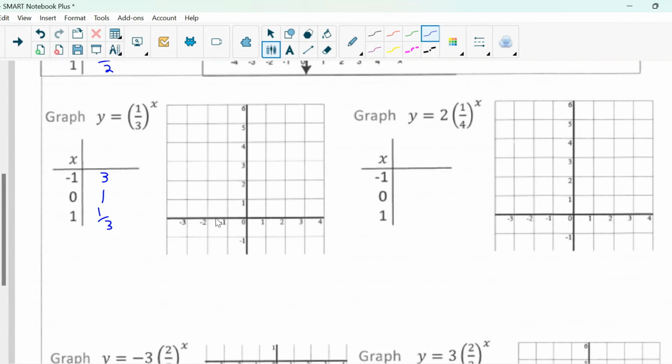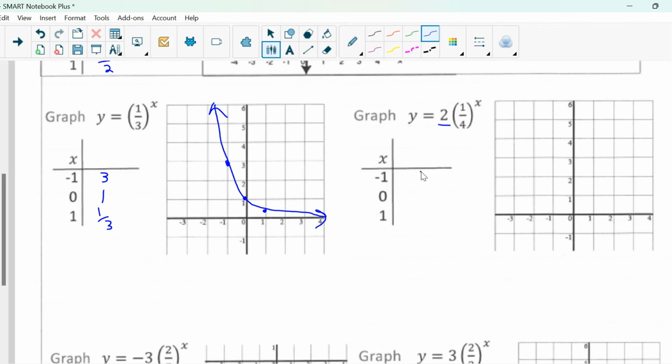So I could go ahead and graph this: -1 and 3, 0 and 1, 1 and 1/3. And it's going to give me an exponential decay function that looks something like this. There are cases, like in number 2 here, where you will have an a value. So we'll take our exponent first and then multiply it by 2. So 1/4 to the negative first power is just the reciprocal, which is 4.